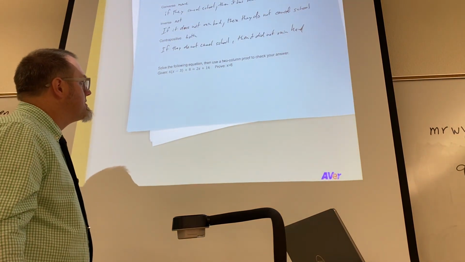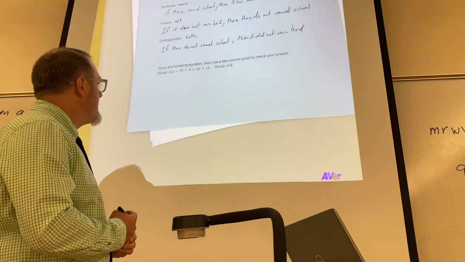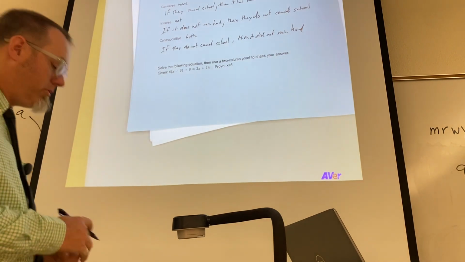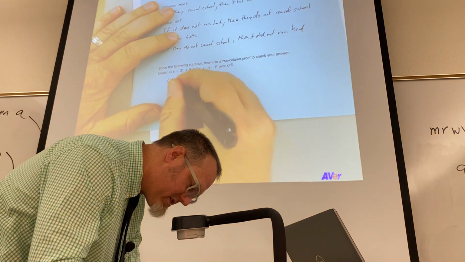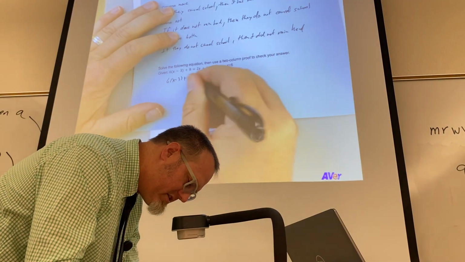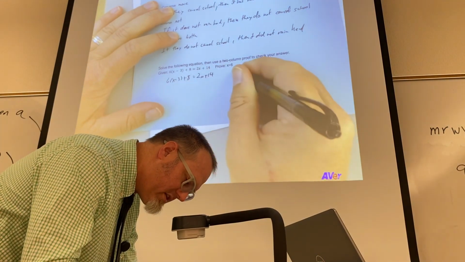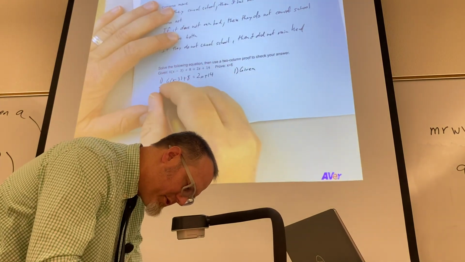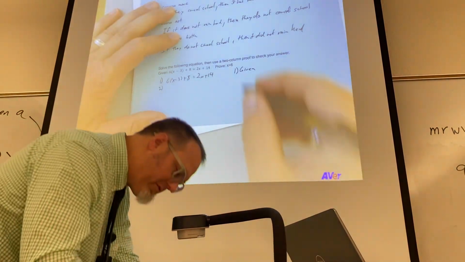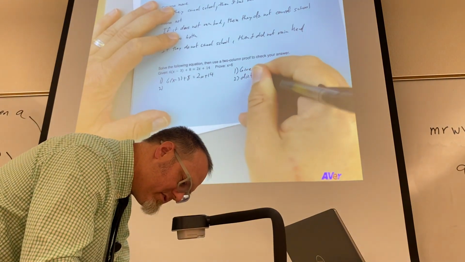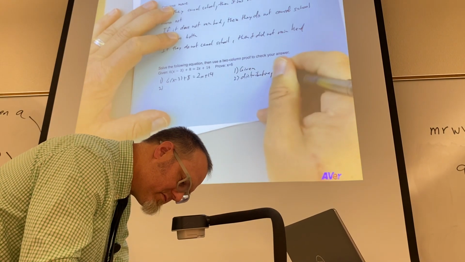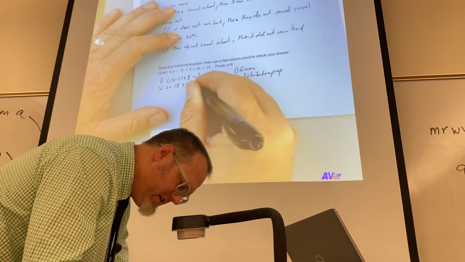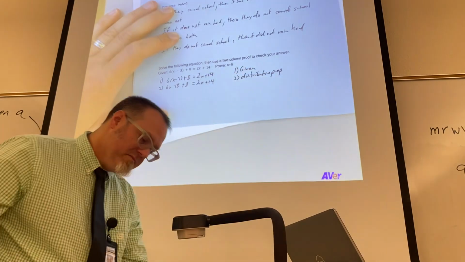Solve the following equation. Use the two-column proof to check your answer. We have 6 times x minus 3 plus 8 is equal to 2x plus 14. Prove that x equals 6. So we have 6 times x minus 3 plus 8 is equal to 2x plus 14. That's my given. For number 2, I'm going to apply the distributive property. So that's going to be 6x minus 18 plus 8 is equal to 2x plus 14.